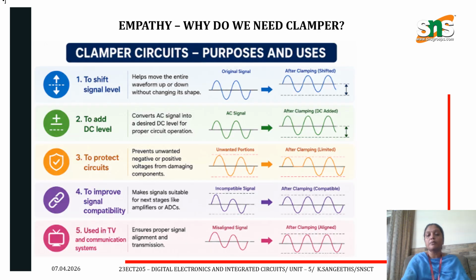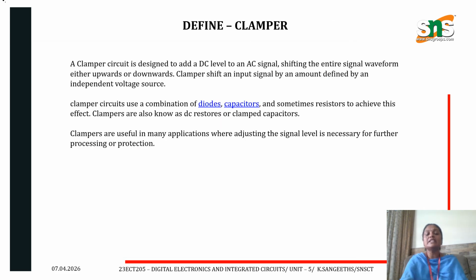So with this, we move on to the topic, that is the first stage is empathy, that is why we need clamper. We need clamper to improve signal compatibility and mainly to protect circuits from high voltage damage. And the other points are to shift the DC level and to add DC level. And it is mainly used in communication systems. So with these points, we can define what is clamper.